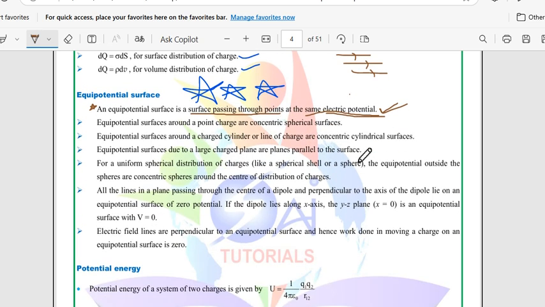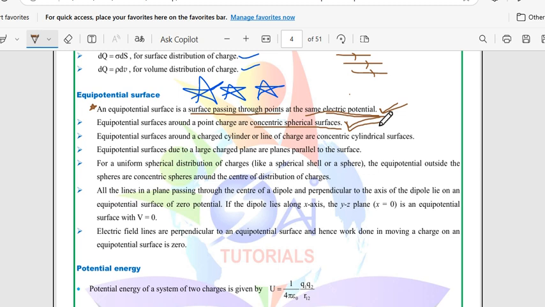There are some important properties related to the concept. First and foremost, equipotential surfaces around a point charge are concentric spherical surfaces. This must be noted. So whatever surfaces are related to equipotential surfaces around a point charge are concentric spherical surfaces.